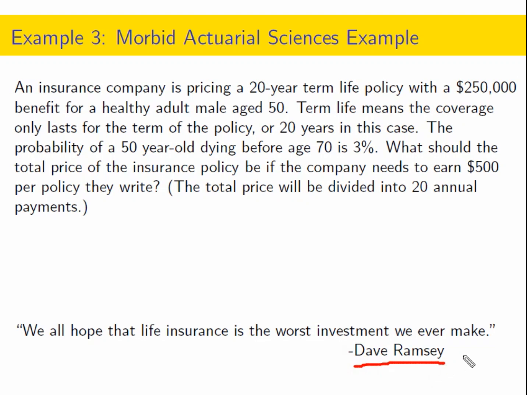Dave Ramsey is a great financial advisor, and he makes the point that we want insurance investments to be bad investments. We buy what we need and we hope we never need it. Buy what we should have and hope we never need it. But this is a great time to talk about actuarial sciences, because this is the perfect first course for somebody interested in taking the actuarial exam 1.